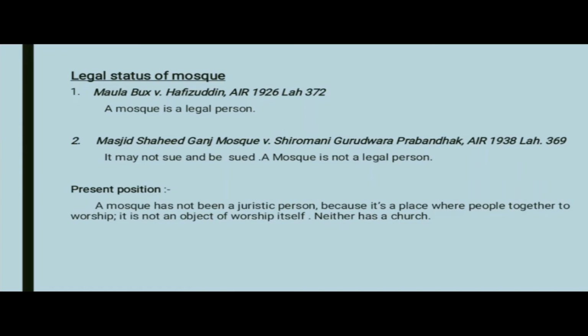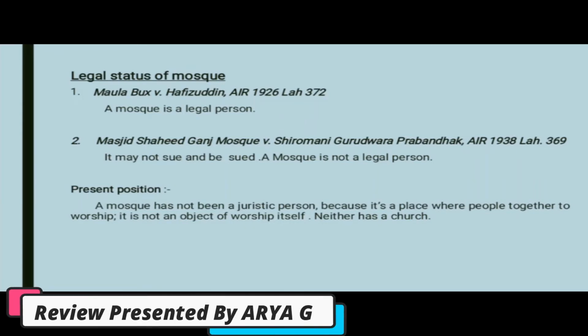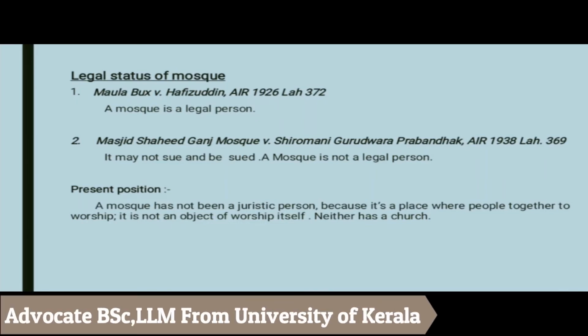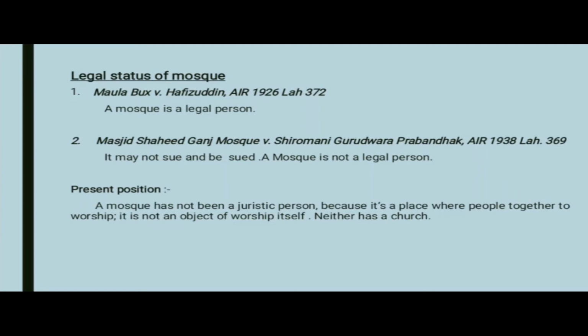The Maula Bux v. Hafizuddin rule was overruled here, and the court declared that a mosque is not a legal person because it may not sue or be sued independently. The present position is that the mosque cannot be considered a juristic person, because it is a place where people come together to worship. It is not an object of worship itself. It is neither a church. So the present position is that the mosque is not a legal person.